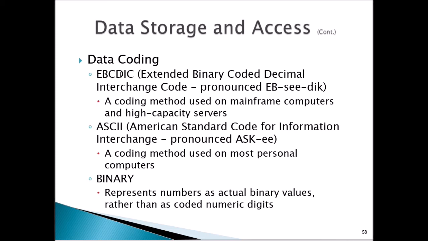Now we can discuss different types of data coding. There's EBCDIC, or Extended Binary Coded Decimal Interchange Code, and it's mostly used with mainframe computers. We're not going to focus on that too much. We also have the American Standard Code for Information Interchange, and that's pronounced ASCII. We use ASCII quite a bit here, and it's a coding method used for most personal computers. And we're going to see binary representation as well.